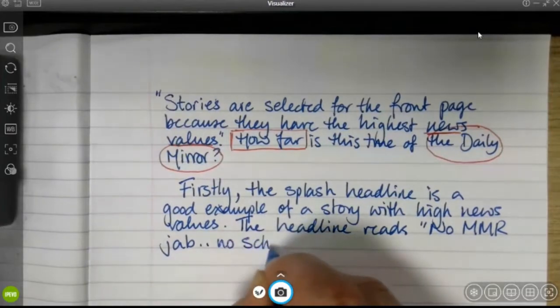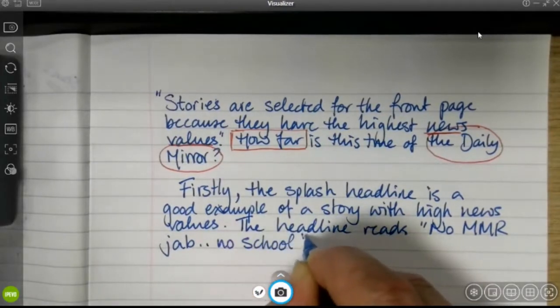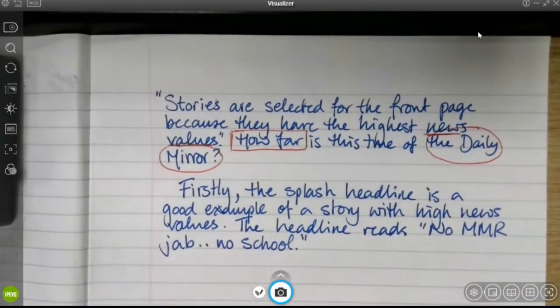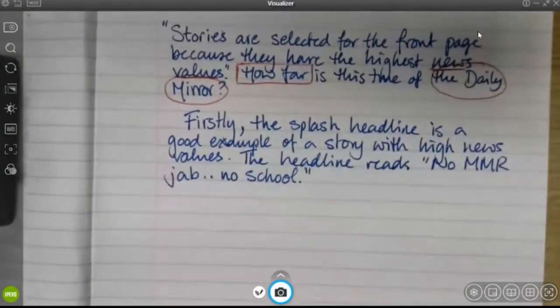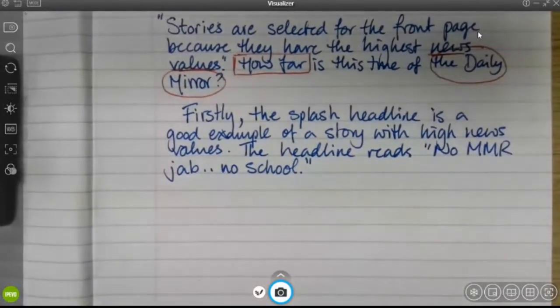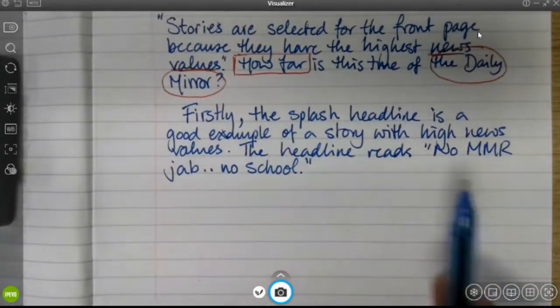Right, no MMR jab, no school. Now, I'm sure you're aware, because of the various debates about COVID, that a lot of people are very suspicious of vaccinations. And this isn't something that's just started with COVID. Unfortunately, this has always been the case. A lot of armchair scientists have a little bit of information, but because they don't fully understand it, they go into a panic about it. Like, for example, particular substances being in vaccines. Anyway, let's go back to this particular story.